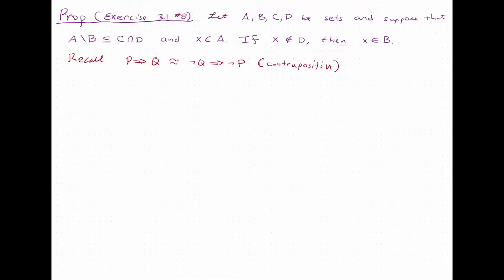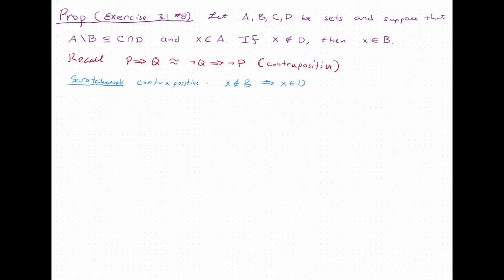So what is the contrapositive here? Well, here's our P, then Q. And so we want to say x is not in B, then x is in D. So let's do our scratch work. So scratch work here. So we want to do contrapositive. And so we have x is not in B implies x is in D.